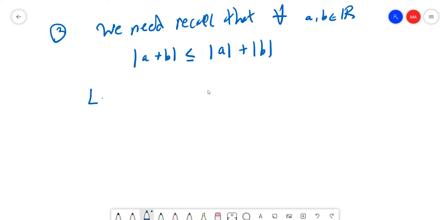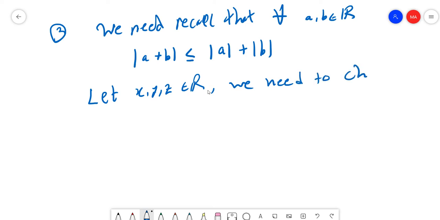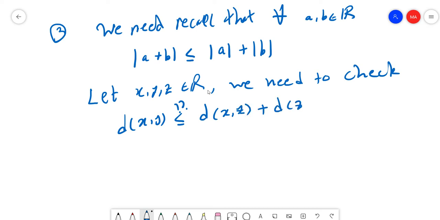Now, let x and y and z in R, we need to check that the distance between x and y is less than or equal to the distance between x and z plus the distance between z and y. And this is true because by definition of the metric function, this is equal to the absolute value of the difference between x and y.